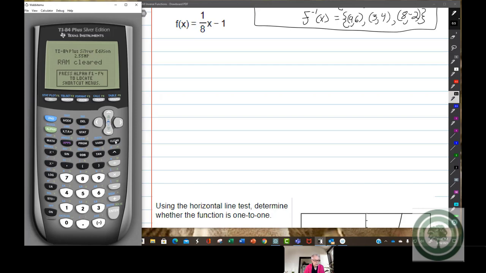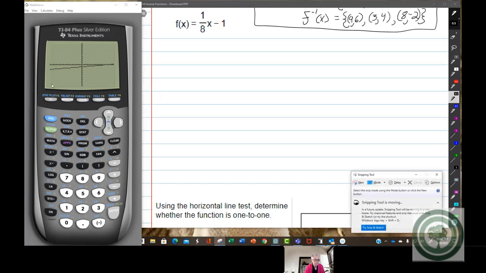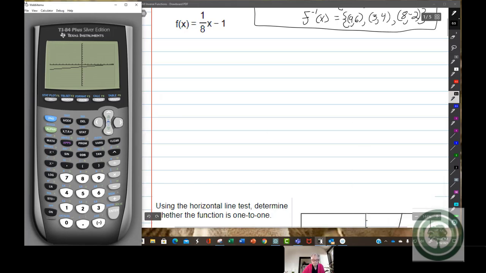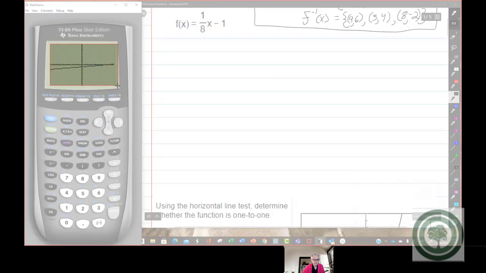I'm going to graph them. And then, let's see, 1/8x minus 1. There we go. I went to y equals, and here in y1, I've got 1/8x minus 1, which is what this is. Now I'm going to graph it. We're being asked, is this one-to-one? Well, yes, it is.